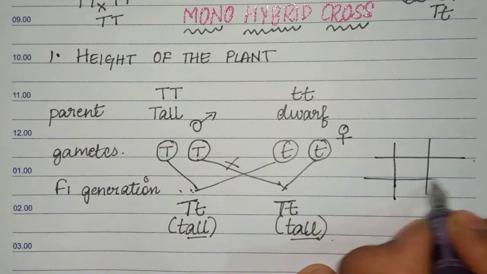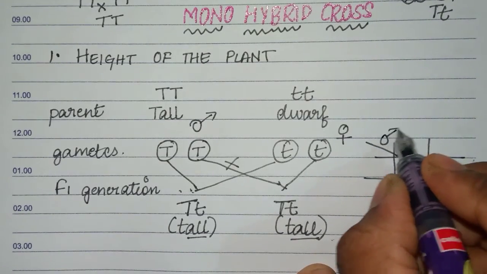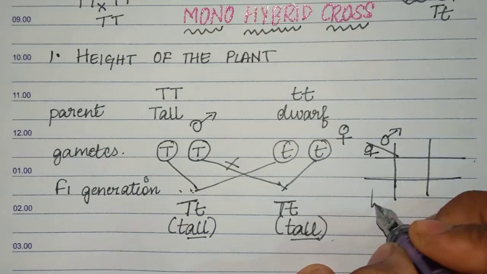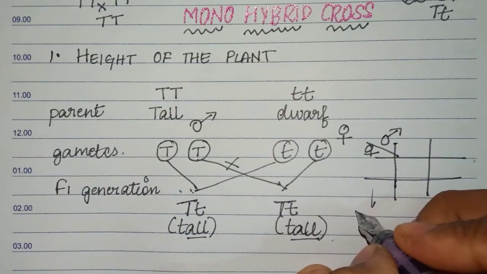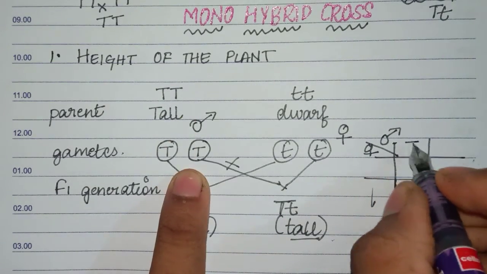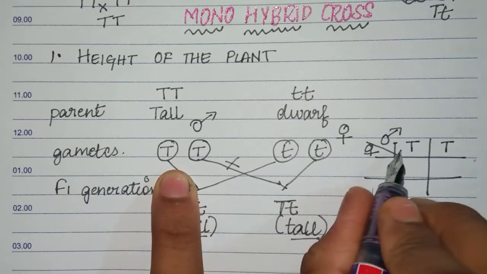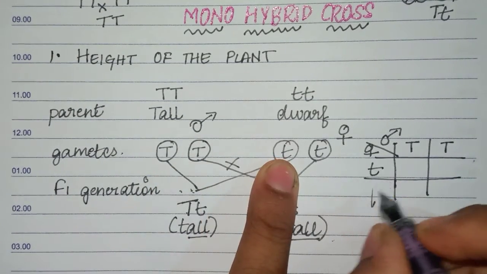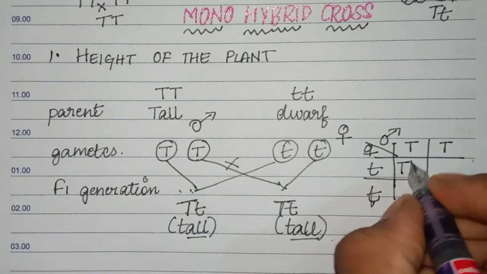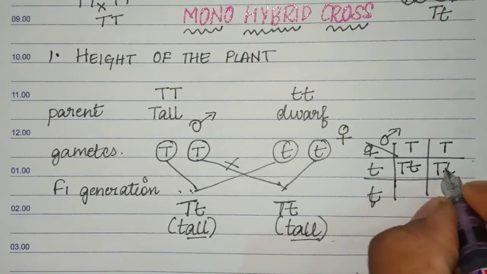Draw the boxes, and you're going to have male gametes on this side and female gametes on this side. Male gamete this side and female gamete this side. So what does the male gamete include? As my assumption, I took this as the male gamete. So there is both a capital T and a small t, and the female is the same. So just multiply, like tables, that's all you're going to do.